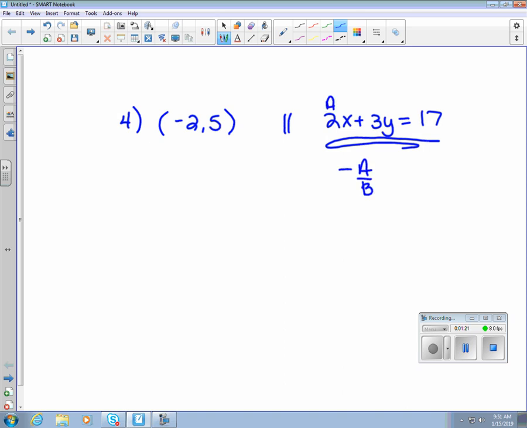This is the number in the a spot. This is the number in the b spot. So my slope is going to be -2/3. And so that's all I need from that equation and nothing else. So this is my slope. Now I've got my ordered pair, and I really like point slope. It's one of my favorites just because it's so easy to write with.